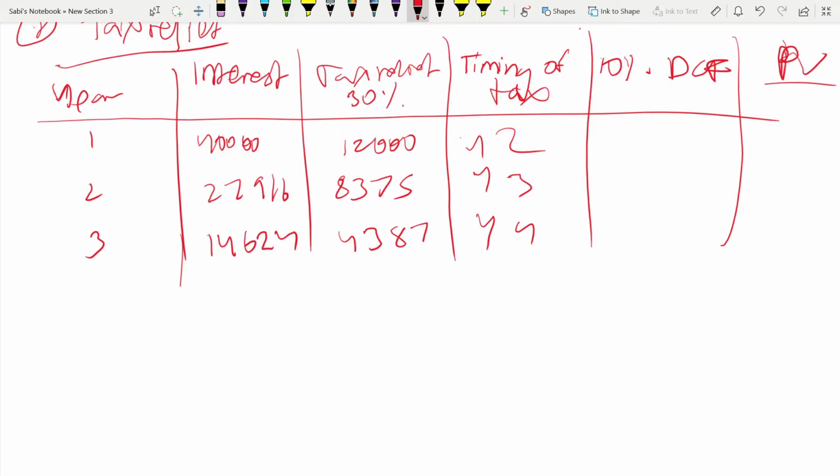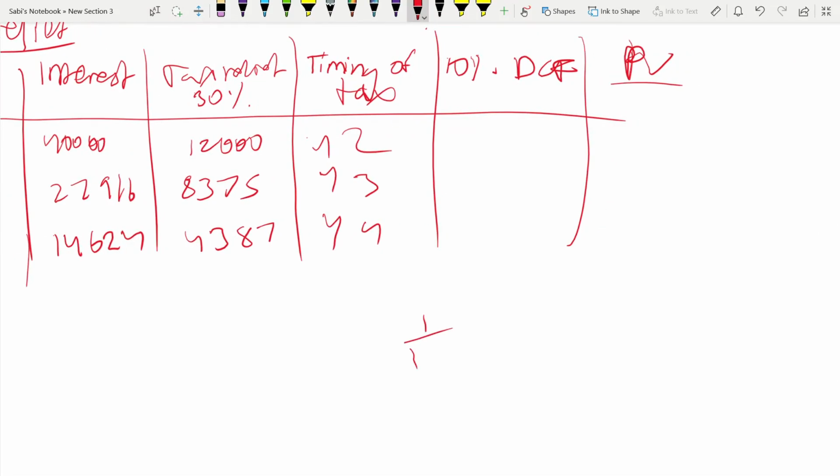Will that matter? It will. When you're taking year 1, 10% discount. Remember, if you take 1 divided by 1.1 to the power 1, that's how we normally take for year 1, you will be wrong, because year 1 tax is paid in year 2. So you have to take year 2's discount factor now. Then for the third year it will be this, then this.